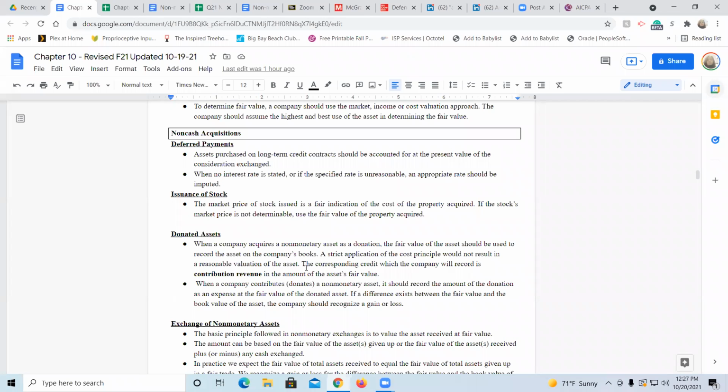So the last non-cash acquisition before we get to the two biggies, which is the non-money exchange and the interest, is a donated asset.